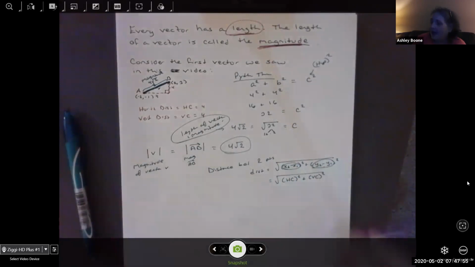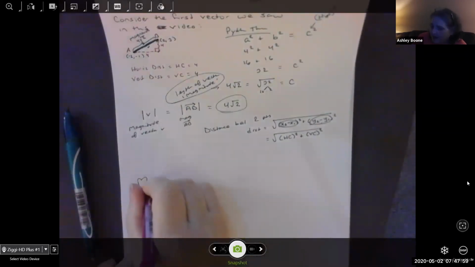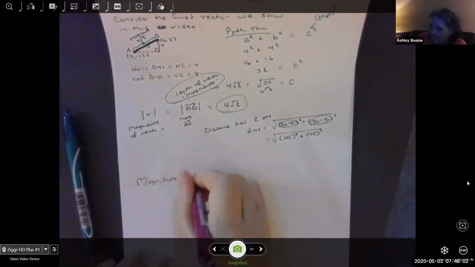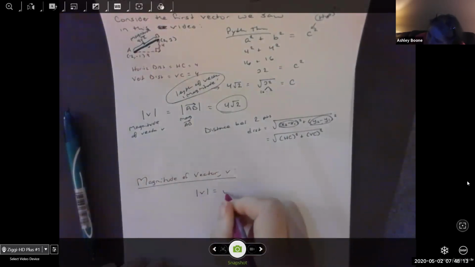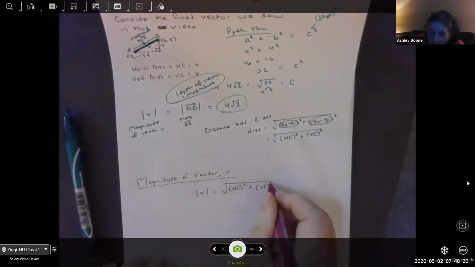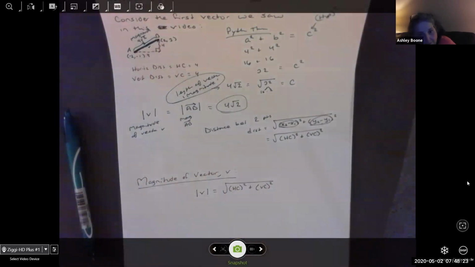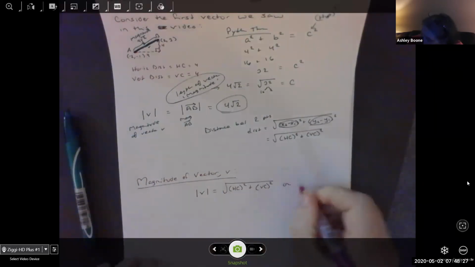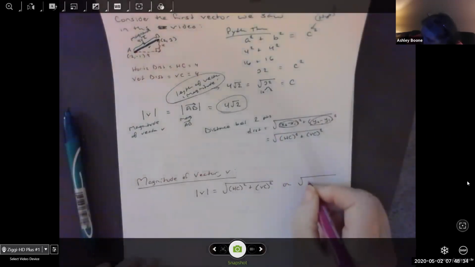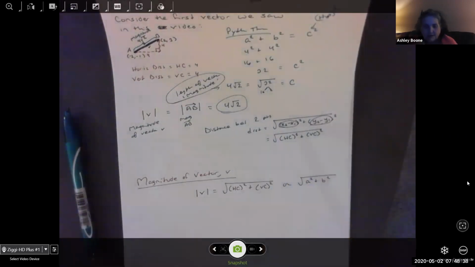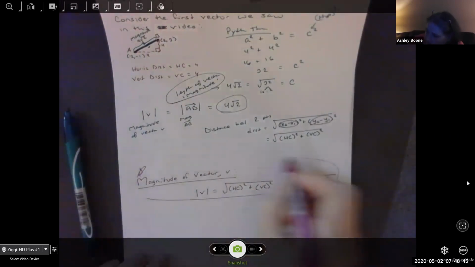Anytime at all that you want to find the magnitude of a vector, any vector, I'll call it v, the magnitude of the vector can be found by taking the square root of the horizontal component squared plus the vertical component squared, because you're squaring each of the legs and adding them together and then taking the square root. Or think about what that meant Pythagorean theorem wise. This was your legs squared being added together. This formula can be used for finding magnitude every time.